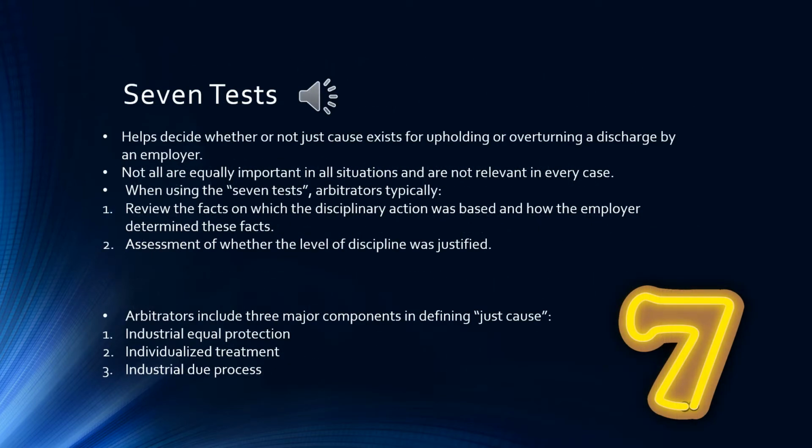The 7 tests help decide whether or not just cause exists for upholding or overturning a discharge by an employer. Not all are equally important in all situations and are not relevant in every case. When using the 7 tests, arbitrators typically: 1. Review the facts on which the disciplinary action was based and how the employer determined these facts, and 2. Assess whether the level of discipline was justified.